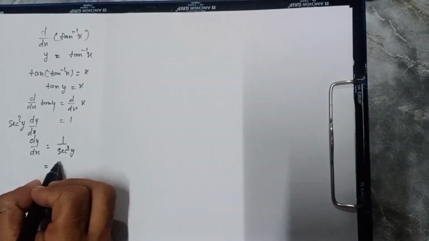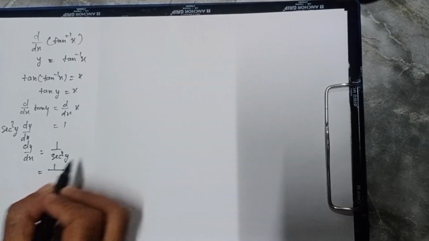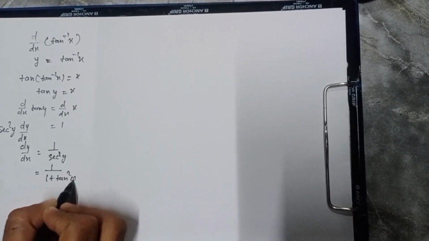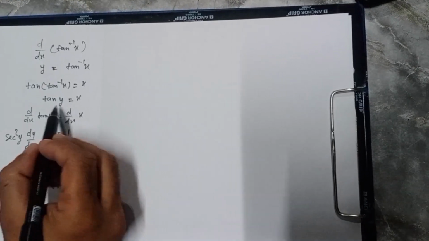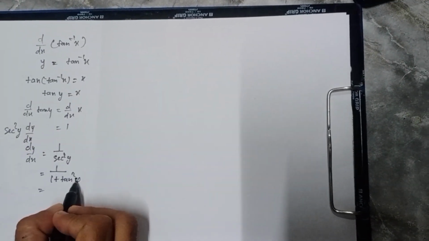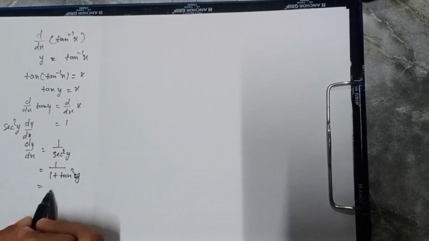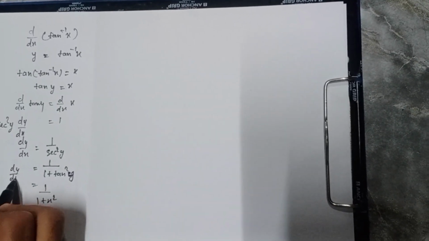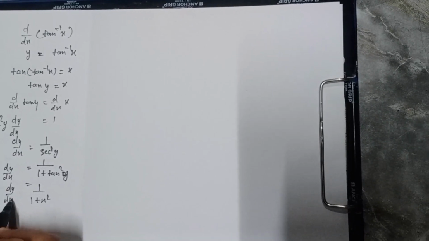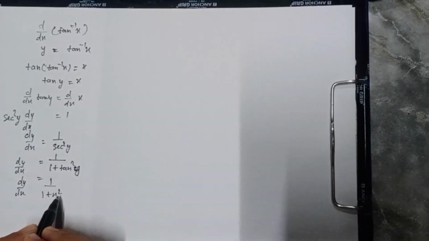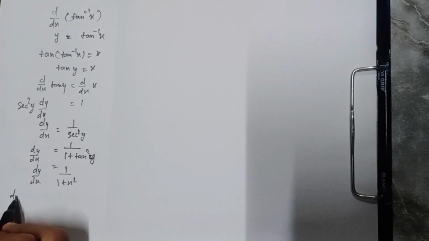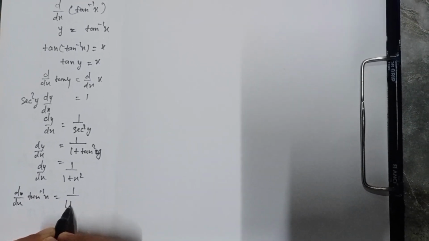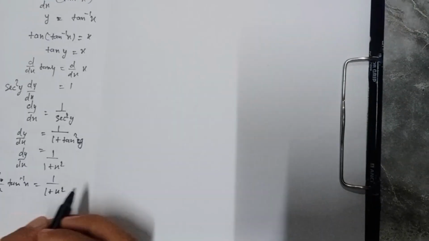In class 10th we have studied the formula of sec square theta, that is 1 plus tan square theta. Here tan y is equal to x, so tan square y is x square. So it will become 1 upon 1 plus x square. So dy by dx is equal to 1 upon 1 plus x square. So we can say d by dx of tan inverse x is equal to 1 upon 1 plus x square.